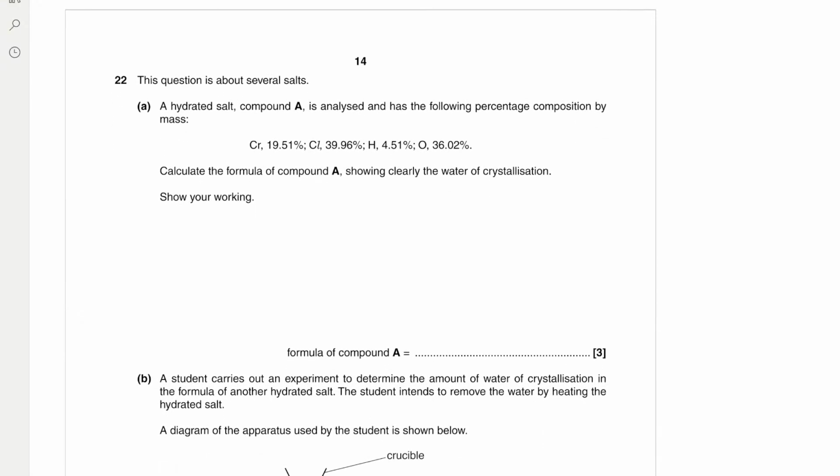So we've got a question about salts. A hydrated salt, compound A, is analysed and has the following percentage composition by mass. Calculate the formula of compound A, showing clearly the waters of crystallization.